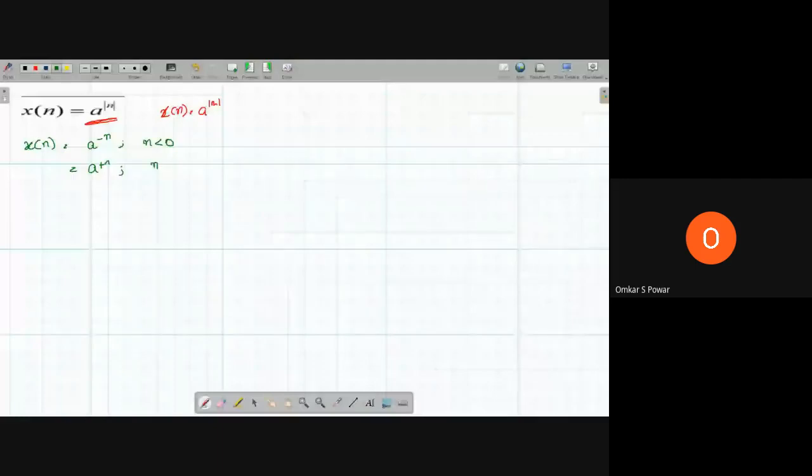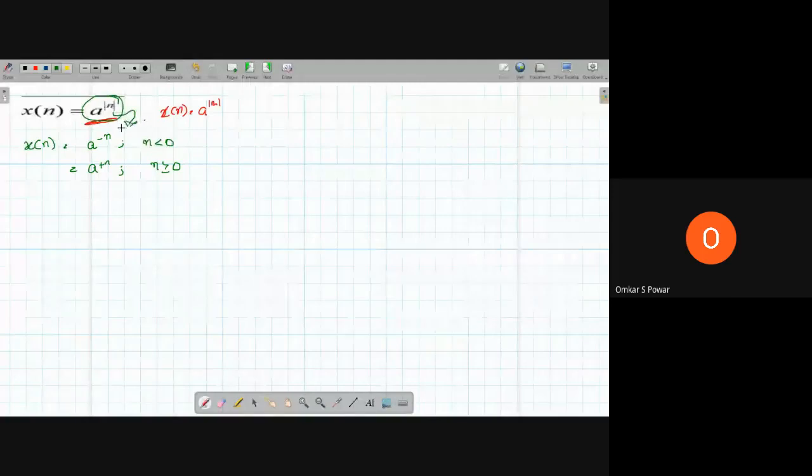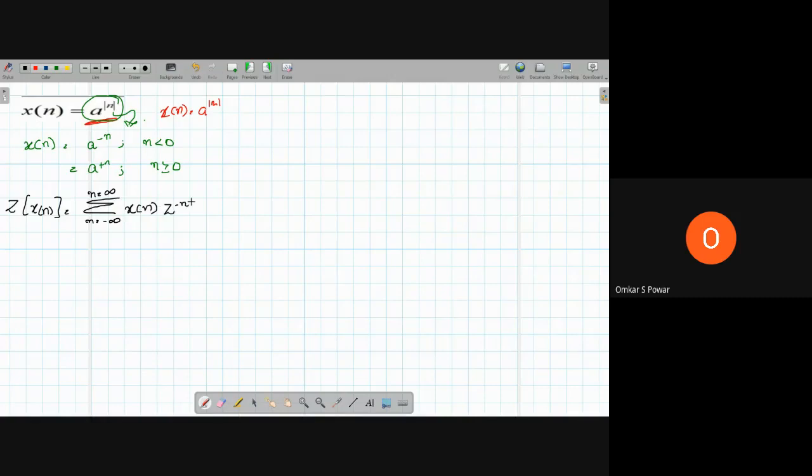So see the term. What is the meaning of this one? I have written it in mathematical terms. Then what we have to do? We have to write the formula and solve it. So Z transform of x of n is equal to summation n varies from minus infinity to infinity x of n z power minus n. So this is the formula. So now what is your x of n? A power minus n for n less than 0 and a power plus n for n greater than or equal to 0.